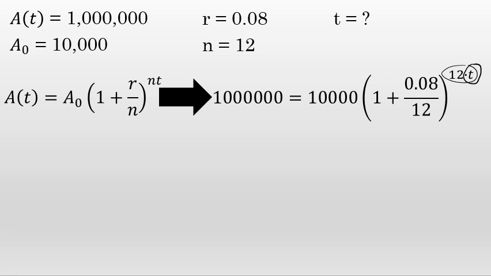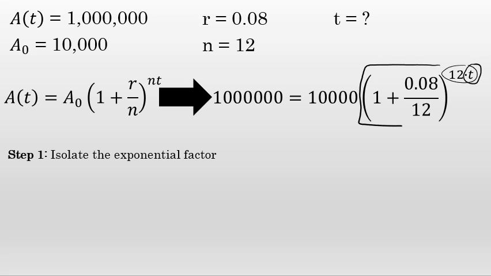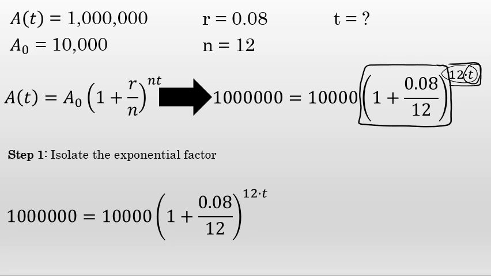The first step to solve an exponential equation using logarithms is to isolate the exponential factor. I'm putting the exponential factor in a box here. I want to get this part of the equation by itself before moving on. That can be accomplished in one step here. All I'll have to do is divide both sides of the equation by 10,000, and then that factor that has the exponent will be isolated. Dividing 1 million by 10,000 is pretty simple. We don't even need a calculator for that. 1 million divided by 10,000 is 100.